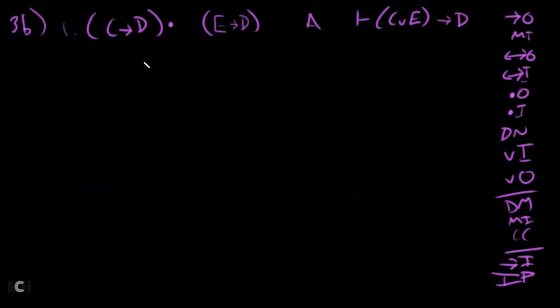All right, 3B, we've got C arrow D dot E arrow D, our one and only assumption. We're trying to get C wedge E arrow D. Okay, so let's go down the list. Arrow outs that we can do? No arrows not in parentheses. Arrow outs, modus tollens is not a thing. No double arrows involved. Dots not in parentheses, yep. So let's break that down. That gets us two things: C arrow D and E arrow D. That's and out on line 1 for both.